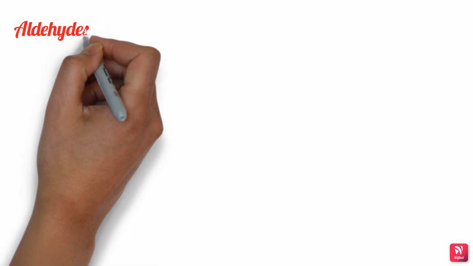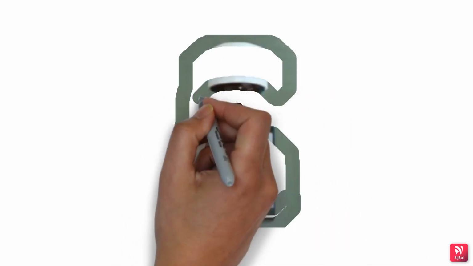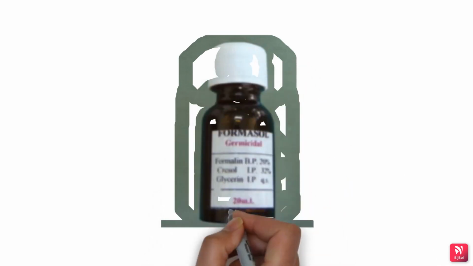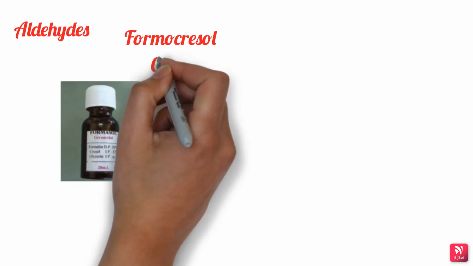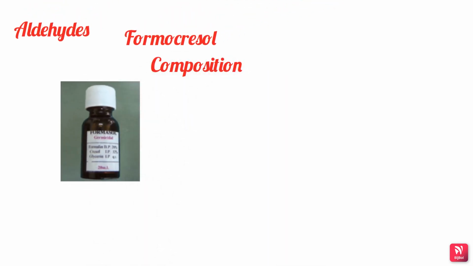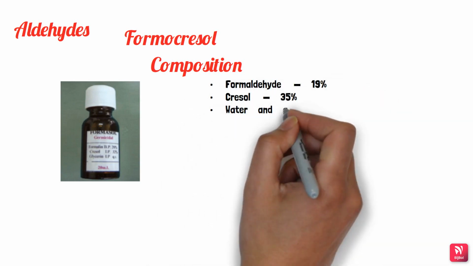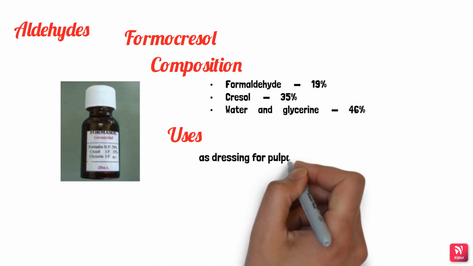Now we'll see about the aldehydes. In that, we'll discuss formocresol. Formocresol contains formaldehyde as its main ingredient, and it is used as a medicament for pulpotomy procedures in primary teeth. But its toxic and mutagenic properties are of some concern. Coming to the composition, it has formaldehyde 19%, cresol 35%, and water and glycerin 46%. So it is used as a dressing for the pulpotomy to fix the retained pulp tissue.